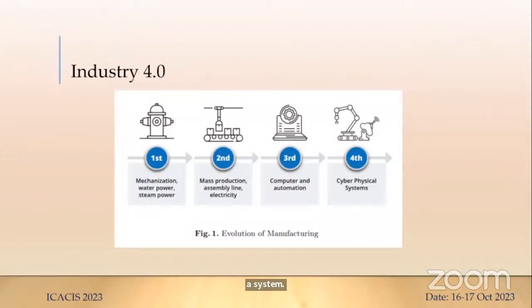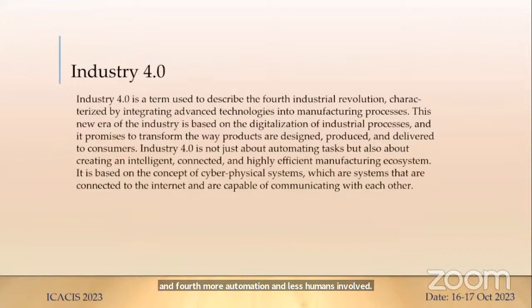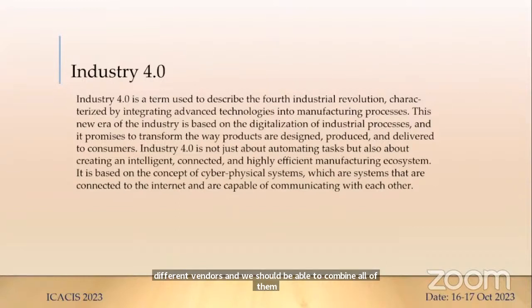From the first and second generation, most of it is very manual, and moving to the third and fourth, there is more automation and fewer humans involved. So as we always say, when fewer humans are involved, fewer errors occur in these systems. So why is it important? It's not only about automating tasks, but also creating an intelligent, connected, and highly efficient ecosystem. This means there are a lot of different components, as I said before, from different vendors, and we should be able to combine all of them to work as a cohesive ecosystem and communicate with each other.